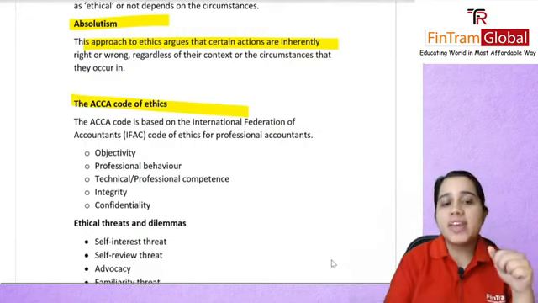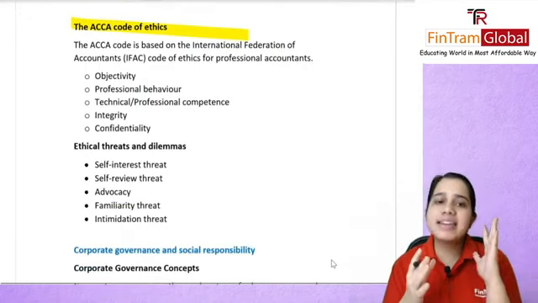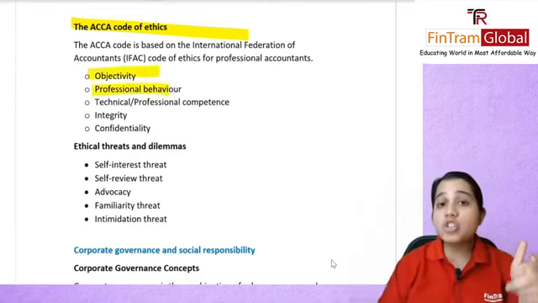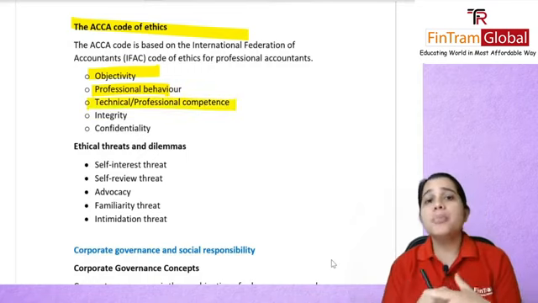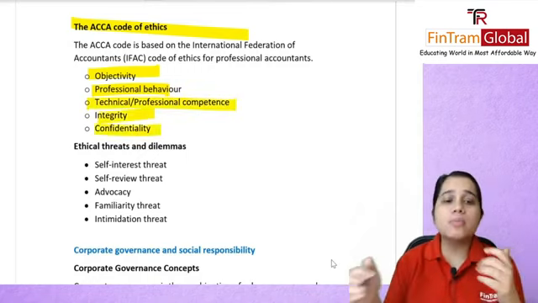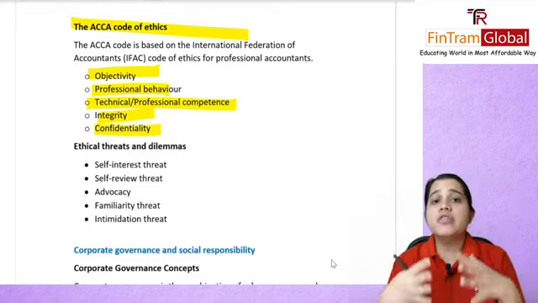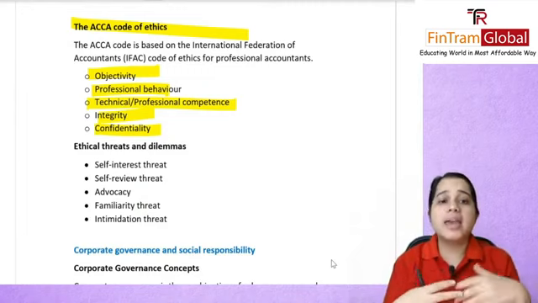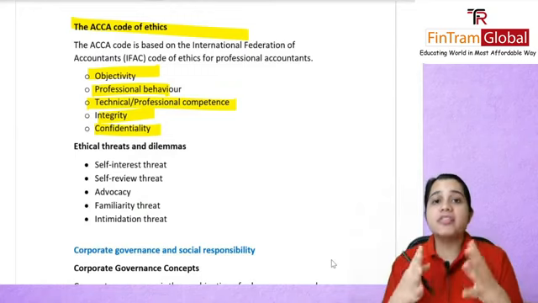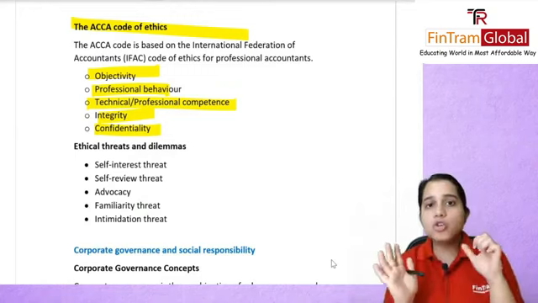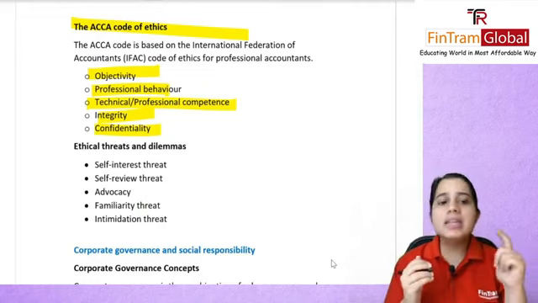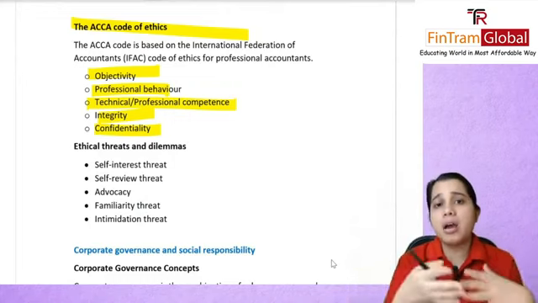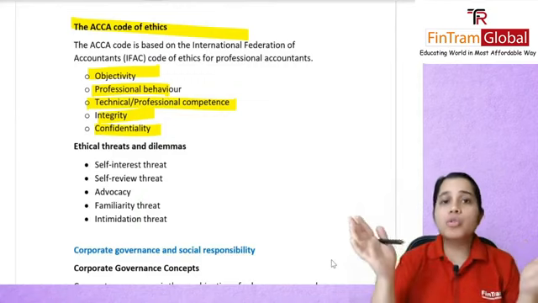Next, ACCA Code of Ethics. Your International Federation of Accountants, that is IFAC, has provided a code: objectivity, professional behavior, professional competence, integrity, and confidentiality. So objectivity, free from bias. Professional behavior, obviously if you're working somewhere, you make sure you behave professionally. You're talking properly, respecting your clients. Professional competence, you have enough technical knowledge, whatever you're telling your client, you're sure about it. Integrity, honest in your dealings, and of course confidentiality.